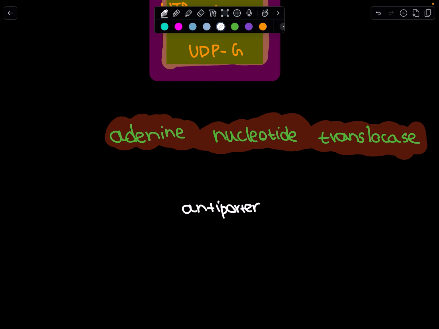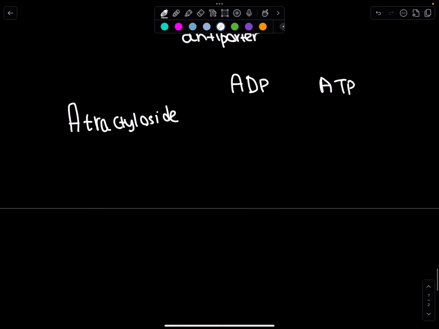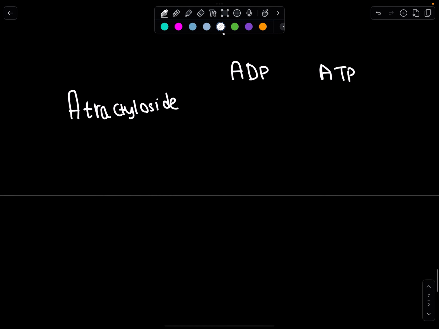The adenine nucleotide translocase, ANT, also called the ADP-ATP antiporter, is a protein in the mitochondrial inner membrane that swaps ATP and ADP. It transports ATP made in the matrix by ATP synthase to the cytosol for cellular use, while bringing ADP back into the matrix to be reused for more ATP synthesis. This antiporter works by exchanging one ATP, 3 negative charges, for one ADP, 2 negative charges.